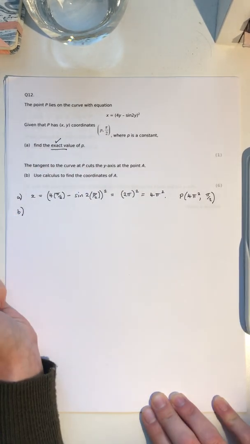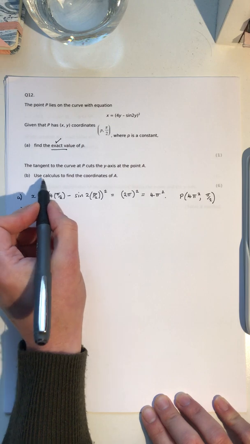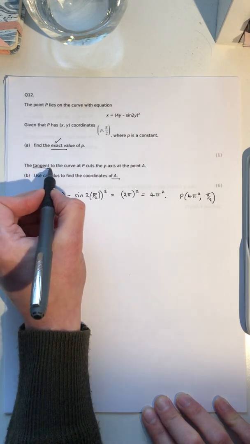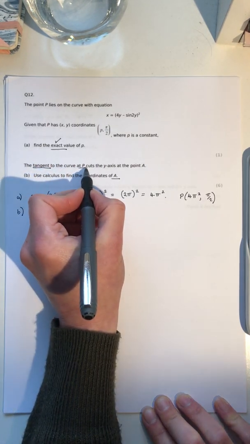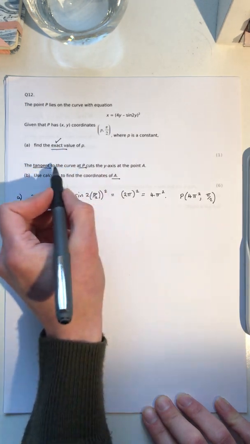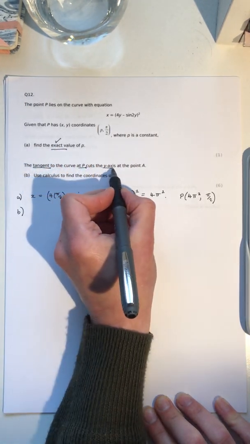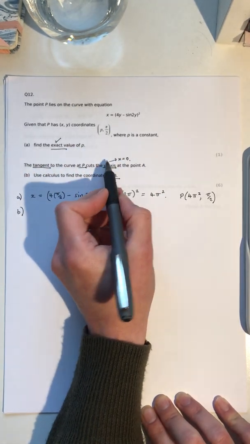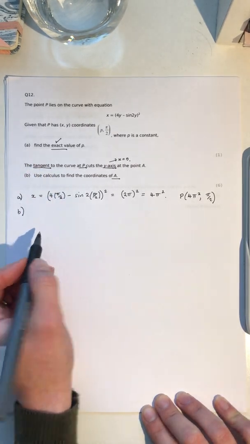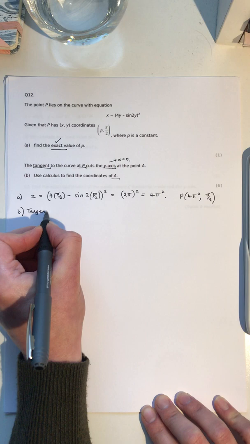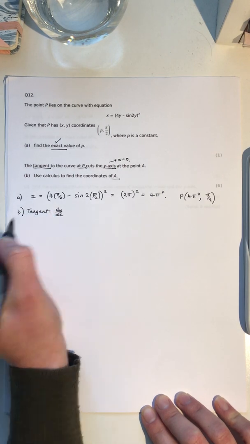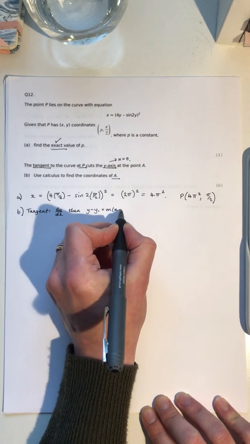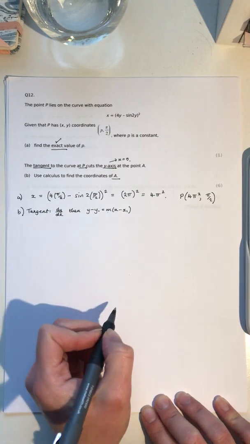So we know that P is the point 4 pi squared, pi by 2, and that's the exact value. On to part B. We've got to use calculus to find the coordinates of a point A, and what we know about point A is that it lies on the tangent to the curve at the point P, and it's the point where this tangent cuts the y-axis, and we know that on the y-axis x is 0, so that's going to be useful at some point. But before we even apply this, we need to find the equation of this tangent, and to find the equation of a tangent we do a few things. First of all, we find dy by dx for the gradient, and then we use the y minus y1 formula with our gradient in it that we found from dy by dx.